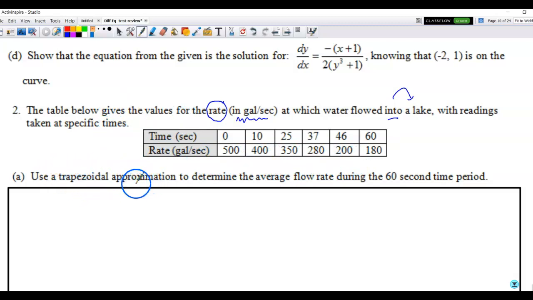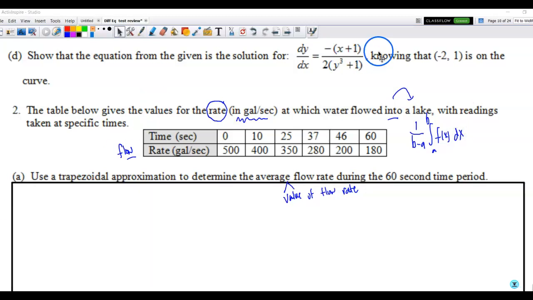Use a trapezoidal approximation to determine the average flow rate. Now, this is already flow rate. Our function is flow rate. So we're actually going to find the average value of flow rate. Remember, I inserted those words in there so I know exactly what I'm doing. This is an average value problem. So I am keeping my mind on 1 over b minus a, integral from a to b of f of x dx.